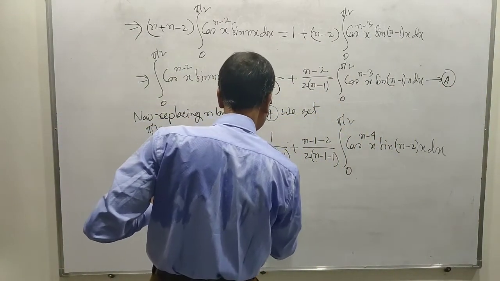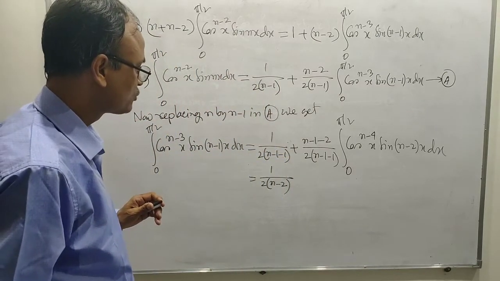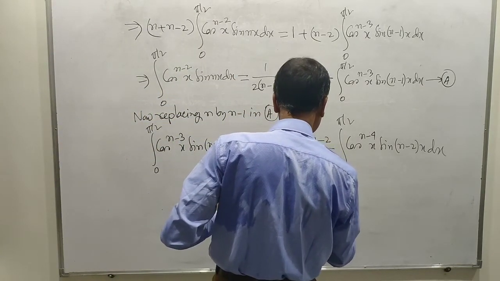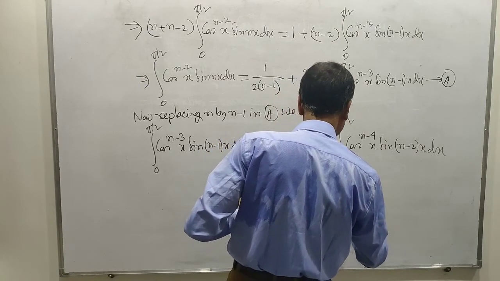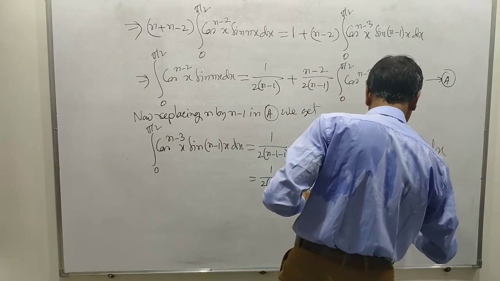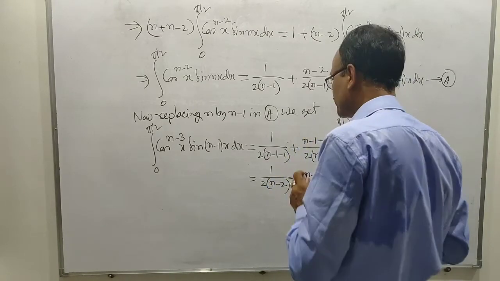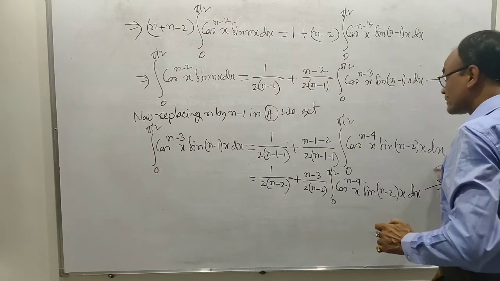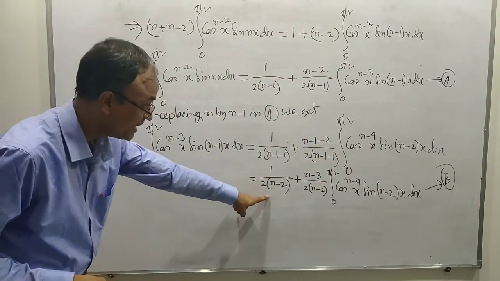Simple calculation, you may write it 1 by 2 times of (n minus 2) plus (n minus 3) by 2 times of (n minus 2) integral 0 to pi by 2 cos to the power n minus 4 x sin (n minus 2)x. This is equal to this. Suppose this is number B.